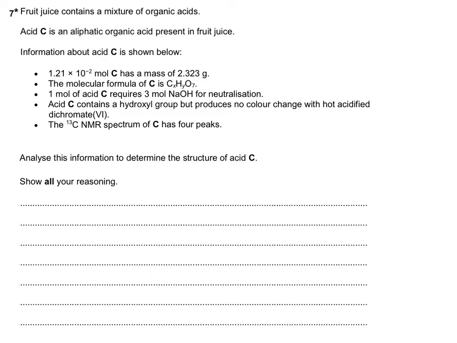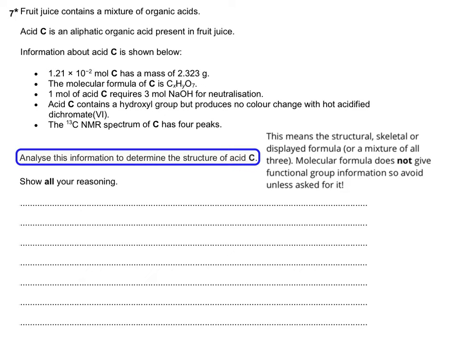It basically covers a general question about different aspects of an organic compound, and you need to analyse all the information that's given to determine its structure. So let's think about what this means for a second. The structure is either the structural, skeletal or displayed formula, or perhaps a mixture of all three. You shouldn't do the molecular formula because it doesn't give enough functional group information about the compound. So if they don't ask you for it directly, don't give it.